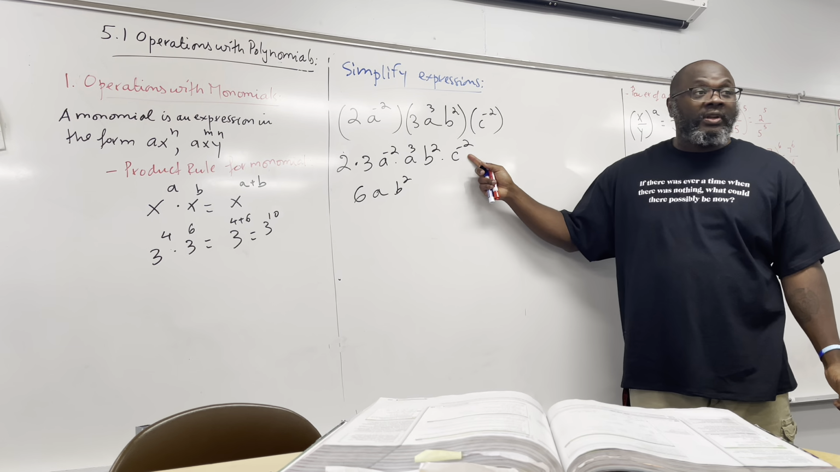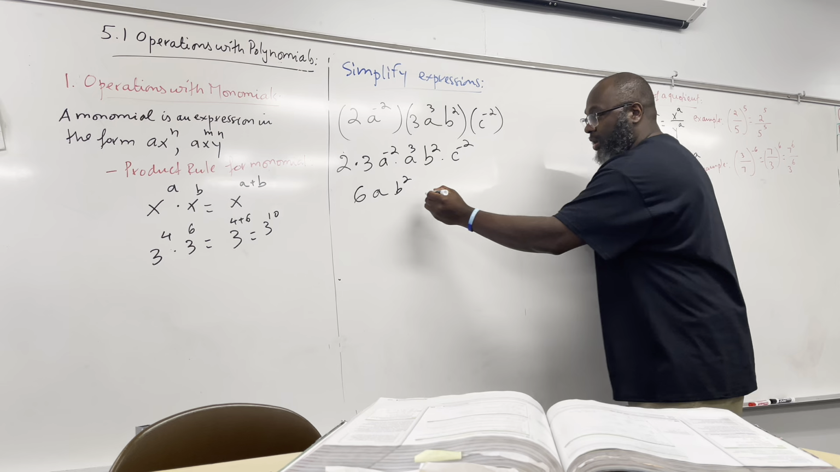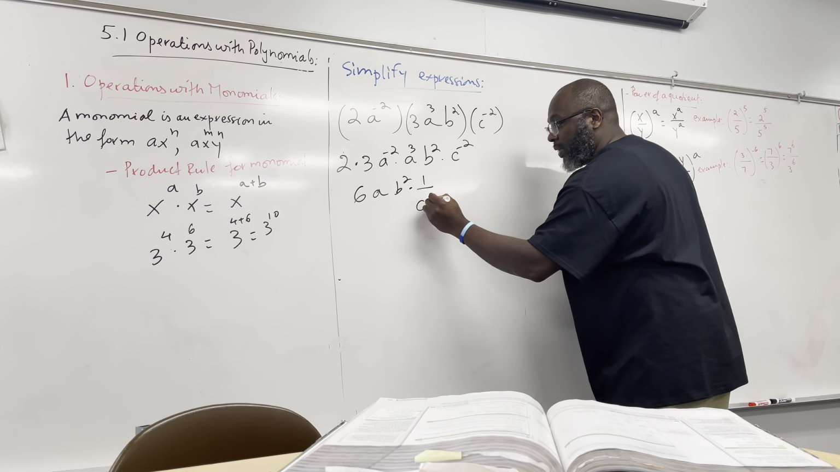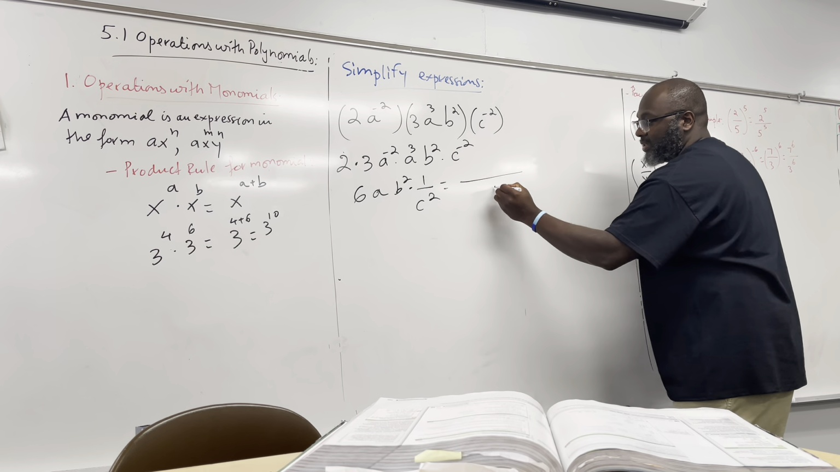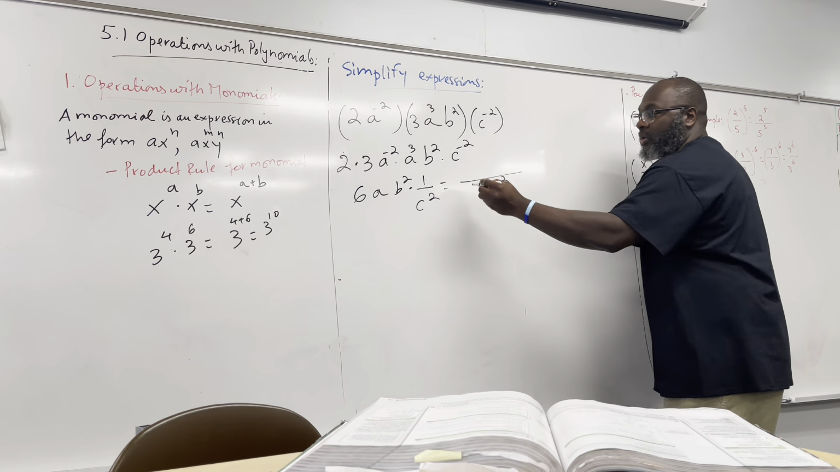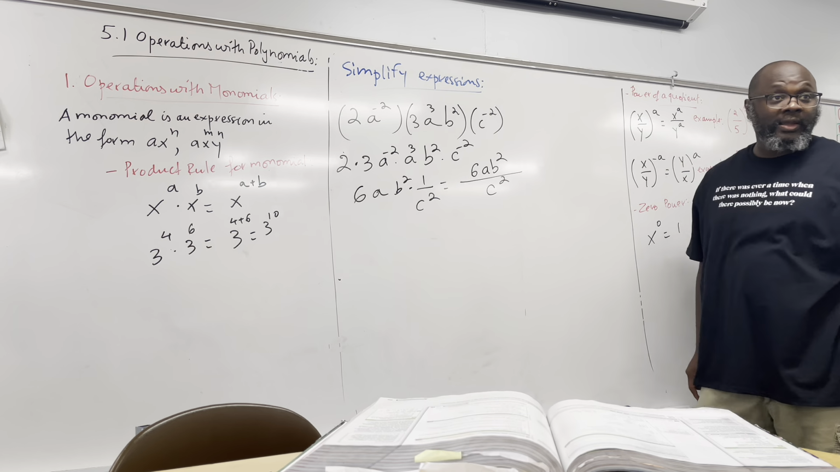So what do I do with this? It's a negative, yeah? 1 over c squared. So that becomes 1 over c squared, right? I don't leave it like this. Now, I can simplify that. C is going to be in the bottom, so it's going to be 6a and b squared, and this is your final answer, right? Does that make sense?